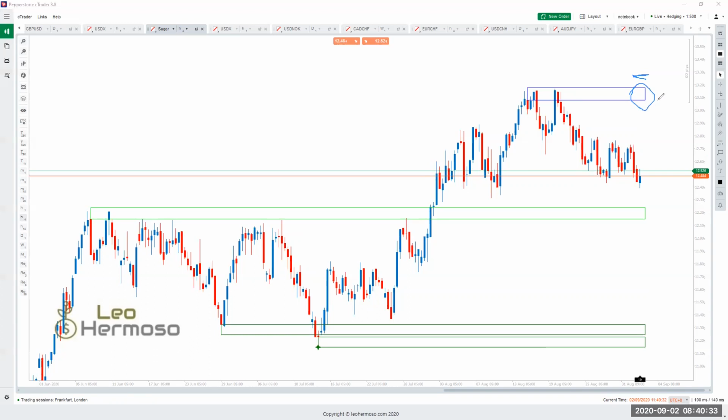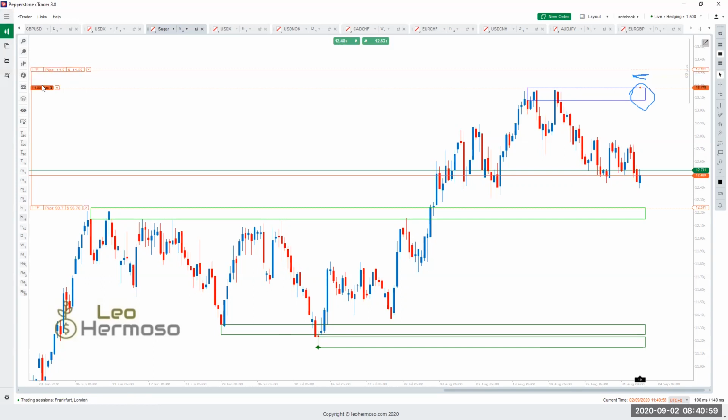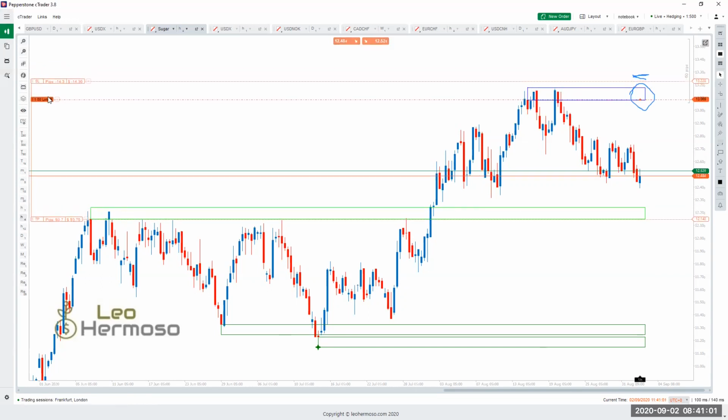If I am more aggressive, I can try something like this, a short right here with a very, very small stop loss, but trying to reach this zone. Okay, this is one kind of approach. Another thing I can do, if I am more conservative, is make my stop loss wider, and I think I can try to enter the trade right here. Okay, so this is one kind of approach.